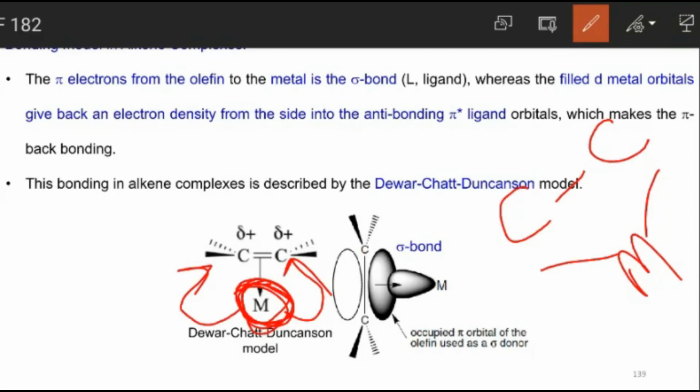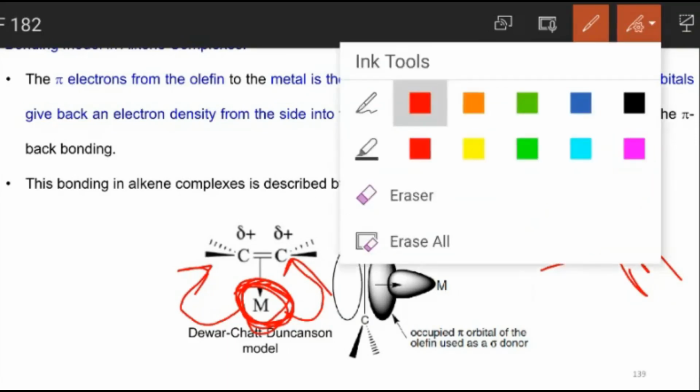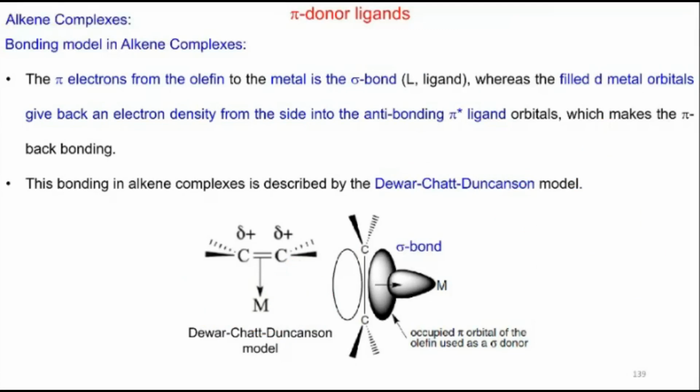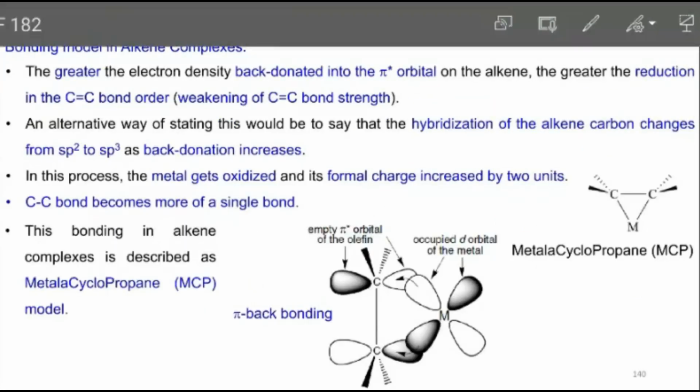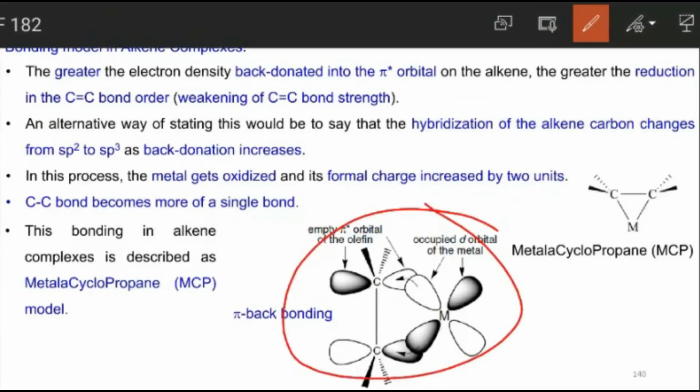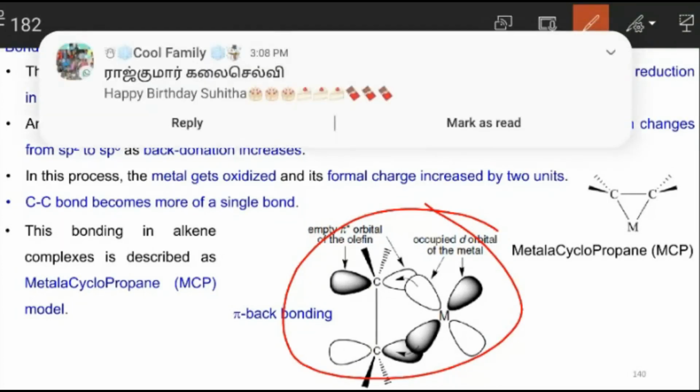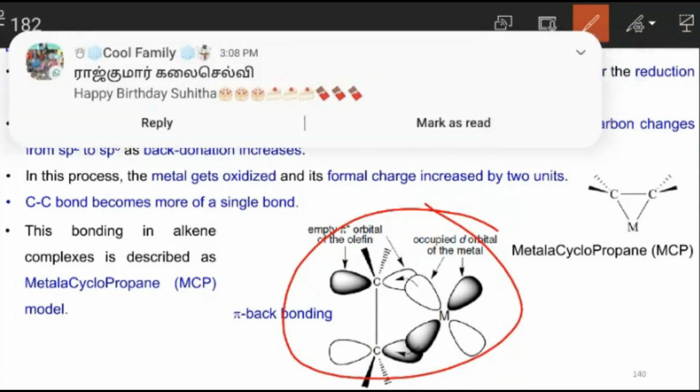One is the Dewar-Chatt-Duncanson model, the DCD model. The other one is the MCP model, and how to identify which will exist again comes from the pi back bonding. Look here, this is what I'm talking about: you're dumping more and more electron density into the anti-pi bonding orbital. As the electron density in the anti-bonding orbital increases, the carbon-carbon double bond weakens, and at one point it is almost close to a carbon-carbon single bond.